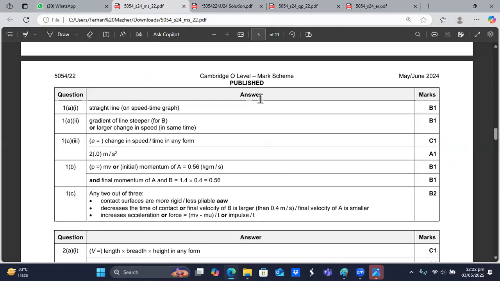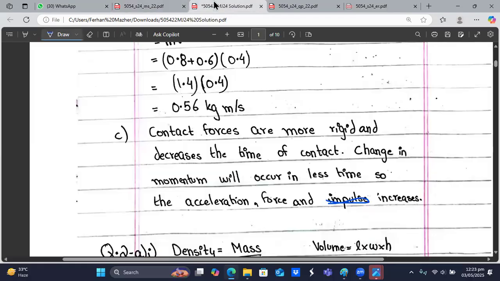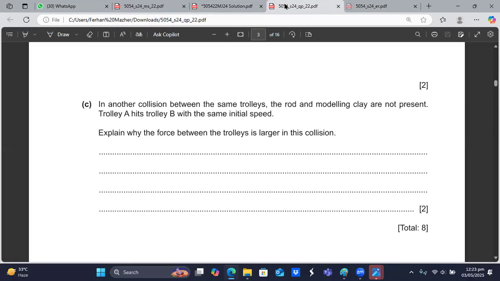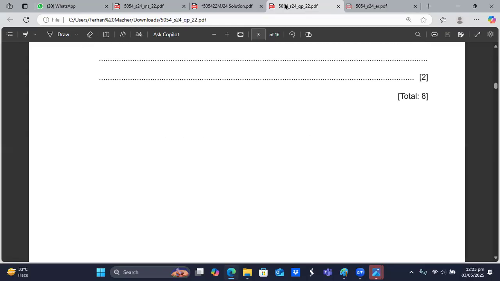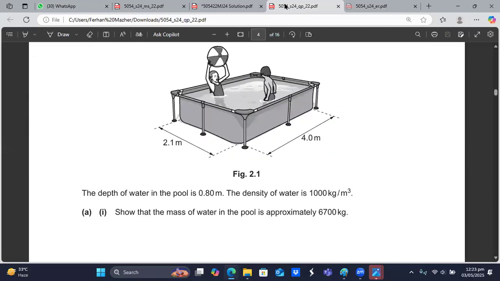Here the marking scheme says any 2 out of 3: contact forces are more rigid, less pliable, and decrease the time of contact; or final velocity is larger than 0.4 meter per second; or final velocity of A is smaller, increases acceleration; or force is equal to mv minus mu divided by t, or impulse divided by time. Remember, impulse is change in momentum. I don't think that impulse will increase, so don't write this word impulse. I hope you understand. This was question number 1. Now we are going to question number 2.